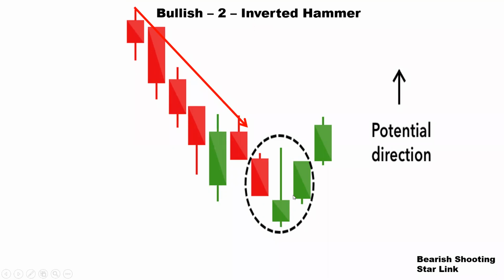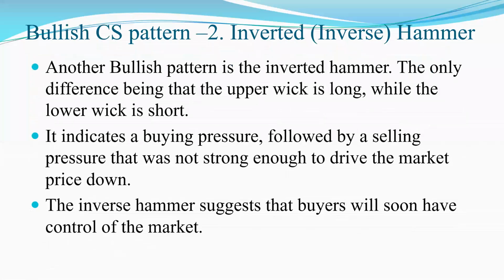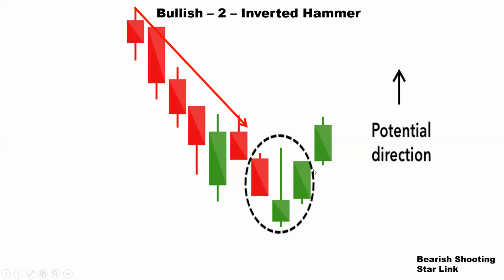This is the inverted hammer. There is a good buying pressure. People started buying, and the next 2 days it started going up. So inverted hammer is also a bullish pattern. The difference between hammer and inverted is that it is exactly inverted, and therefore the long wick is at the upper end. There is a good amount of buying pressure. Selling pressure was there, but it was not very high. It indicates that in the next day, the buyers are going to take the upper hand and will start moving up.